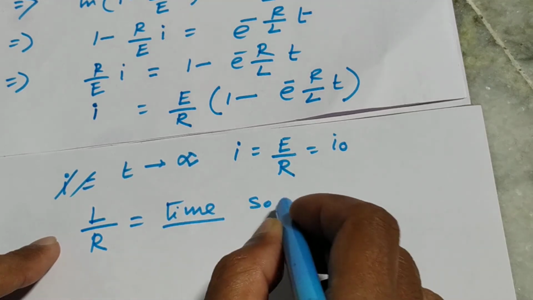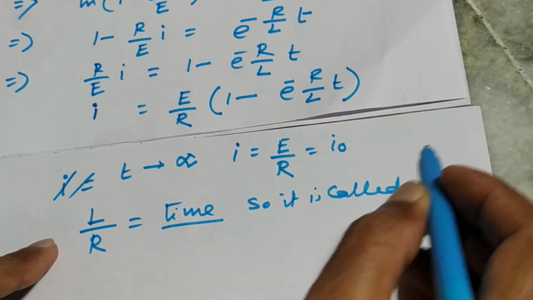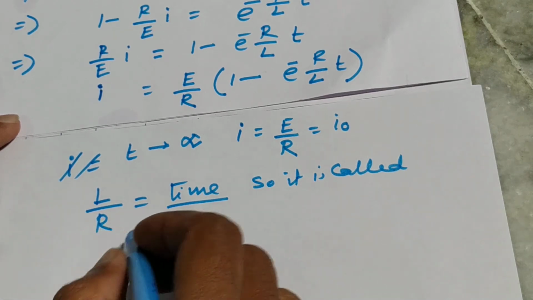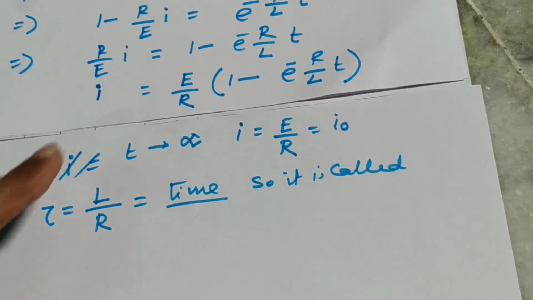So it is called time constant. Okay, so it is represented by tau equal to L by R.